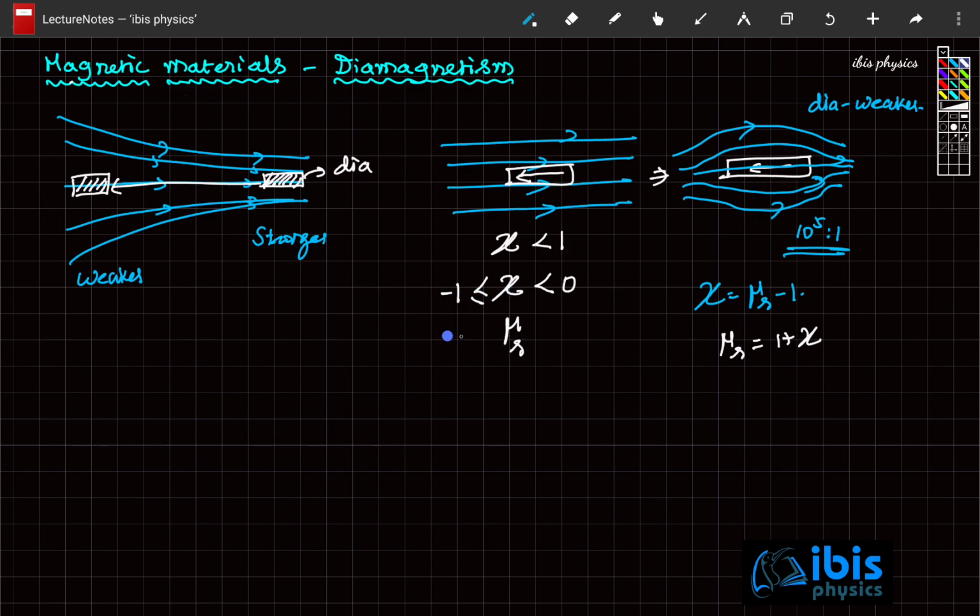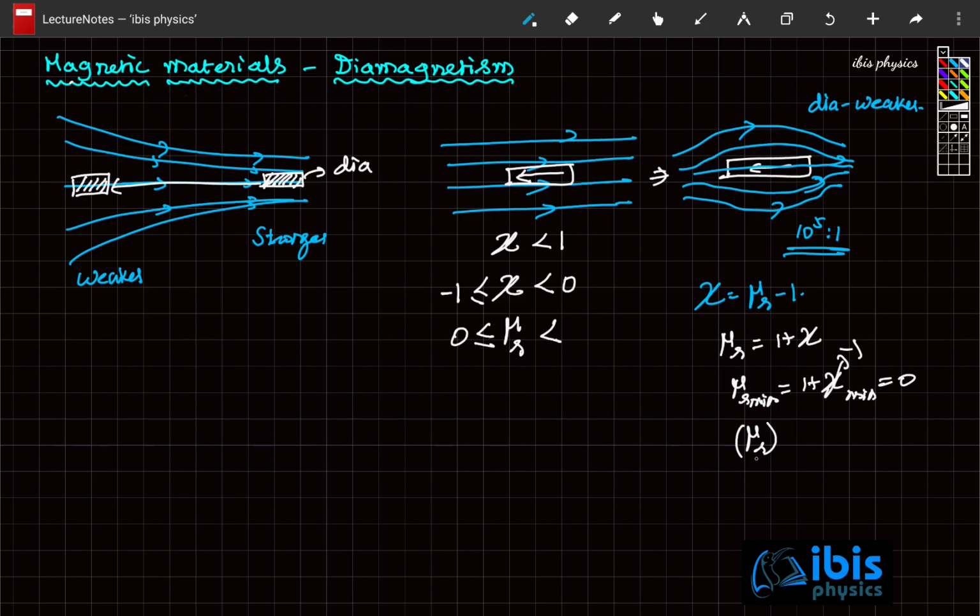Chi value is -1. 1 plus -1 becomes 0. So chi lies between -1 and 0. Substitute the minimum chi value and the maximum chi value here. So what is mu r minimum? Mu r minimum is equal to 1 plus chi minimum. Chi minimum value is -1. 1 minus 1 is equal to 0.